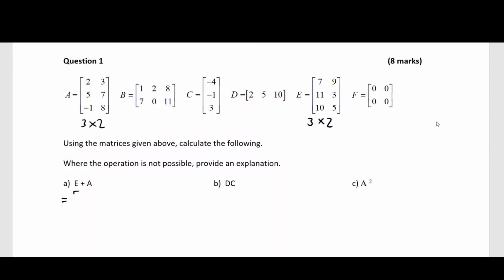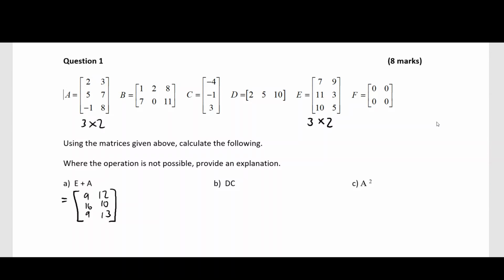So we're going to have here 7 plus 2, which is 9. 9 plus 3, which is 12. 11 plus 5, which is 16. 7 plus 3 is 10. Negative 1, 10 plus negative 1 is 9. And 5 plus 8 leaves us with 13.